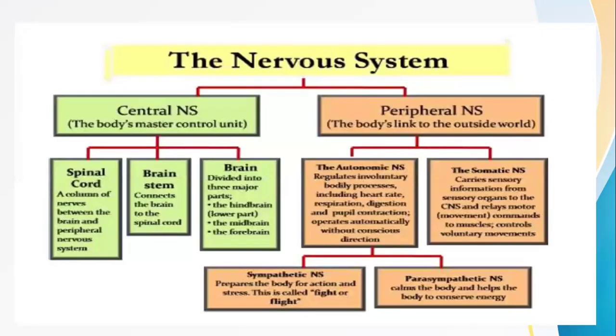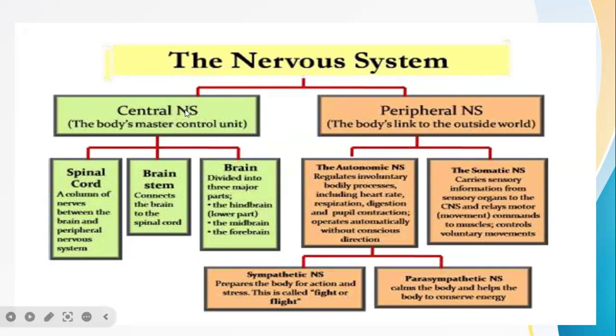So this is our nervous system. The nervous system, as we said before, contains various parts. The following are the main ones. The central nervous system is the body's master control unit. That is the main controller, known as the central nervous system. So in the nervous system, there's the central nervous system, that is the body's master control unit. Then there is the peripheral nervous system, whereby the body is linked to the outside world.